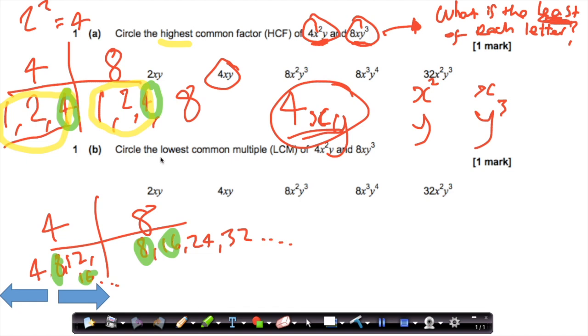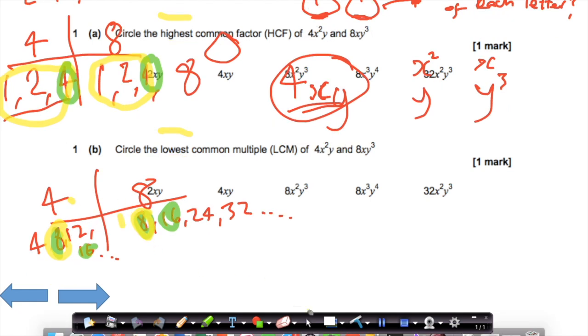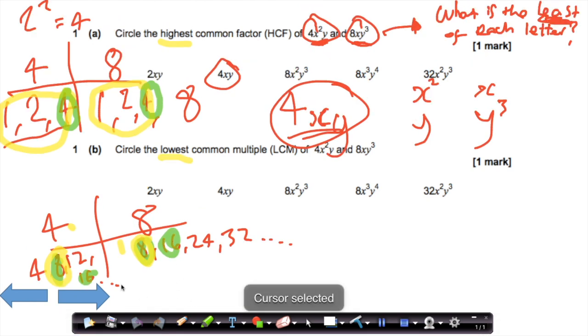However, we're concerned with the lowest common multiple. So the lowest common multiple is the first number that you reach in both of these target numbers' times tables, which in this case is going to be 8. So our answer must have an 8 at the start, which limits it down to these two.